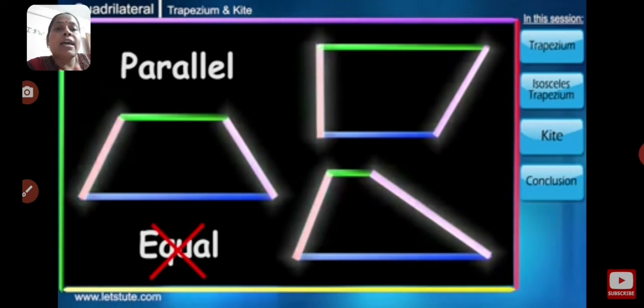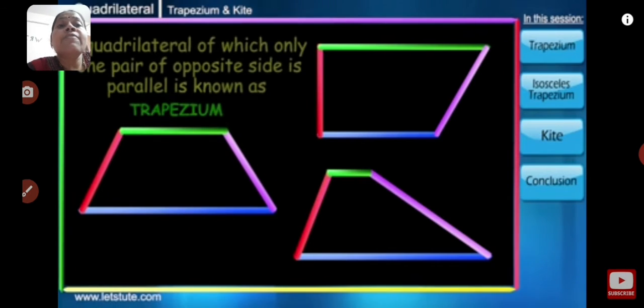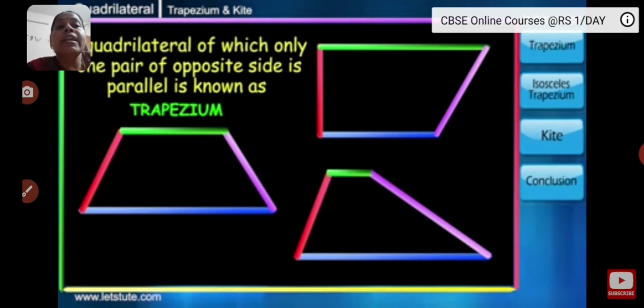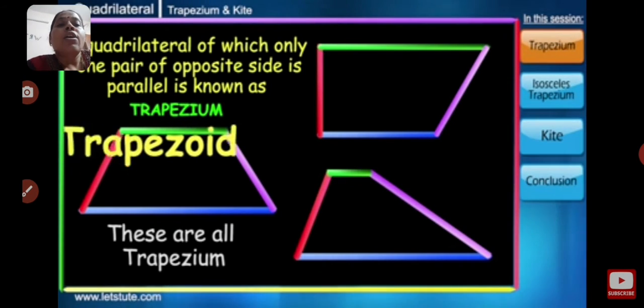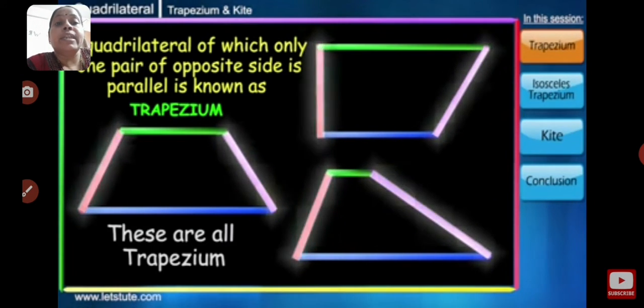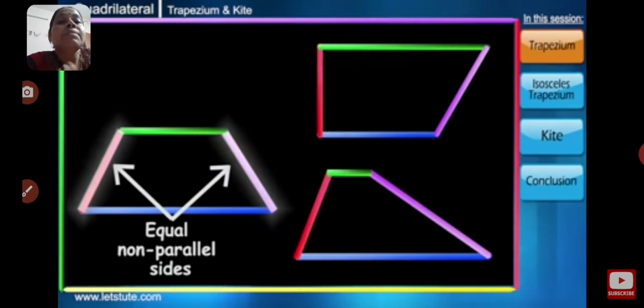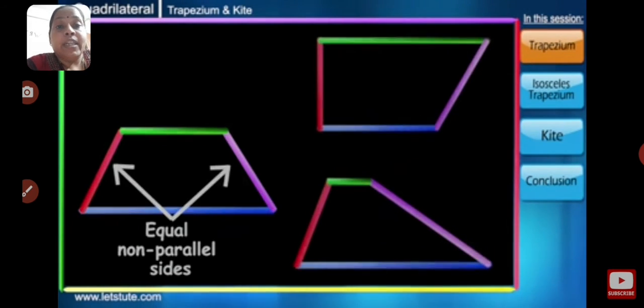In a parallelogram, opposite sides are parallel and equal. So what type of figure are we talking about? This is a trapezium, because a quadrilateral of which only one pair of opposite sides is parallel is known as a trapezium. These are all trapezium. It is called trapezoid or trapezium. Understand? Because only one pair is parallel but not equal.